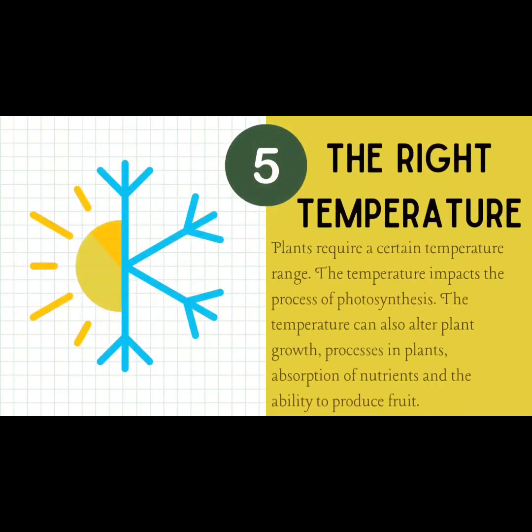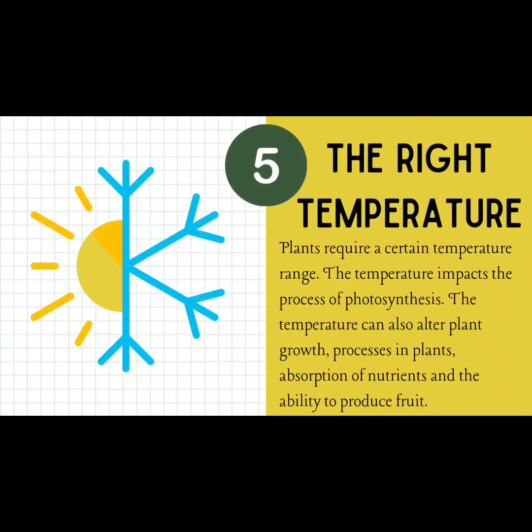The right temperature. Plants require a certain temperature range. The temperature impacts the process of photosynthesis. The temperature can also alter plant growth, processes in plants, absorption of nutrients and the ability to produce fruit.